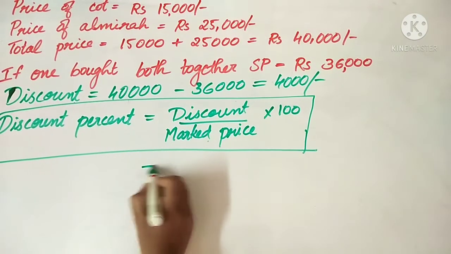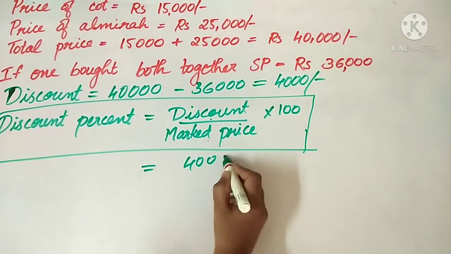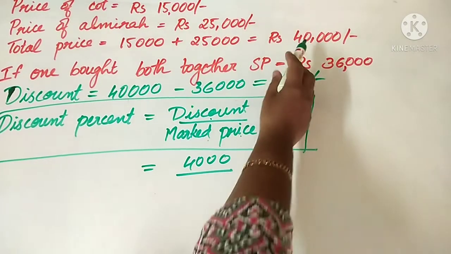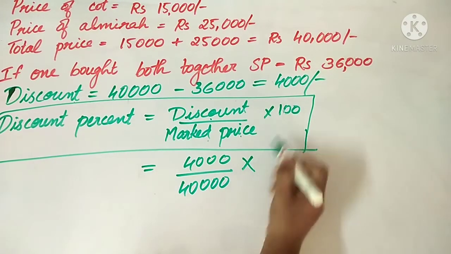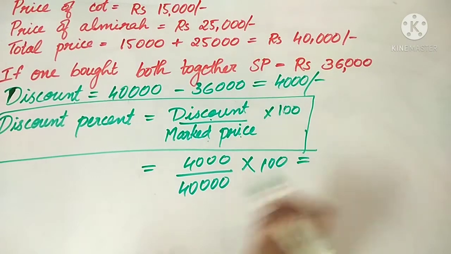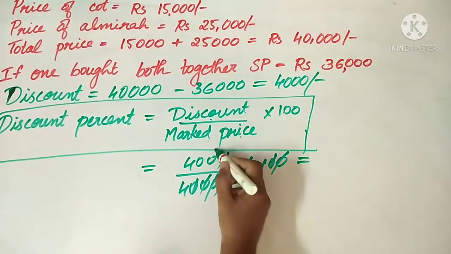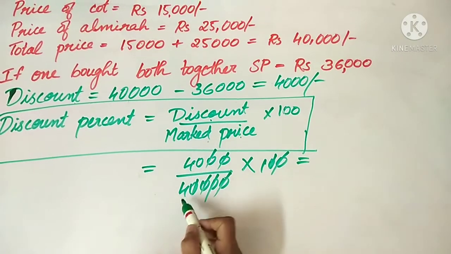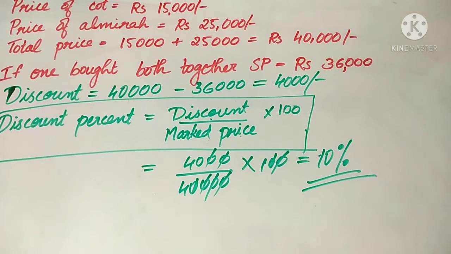So discount percent is equal to discount. How much? 4,000 by market price is 40,000 into 100. That is equal to, these two zeros get cancelled, these two zeros get cancelled. Balance 4 by 40. That is equal to 10% is the discount percent in this deal.